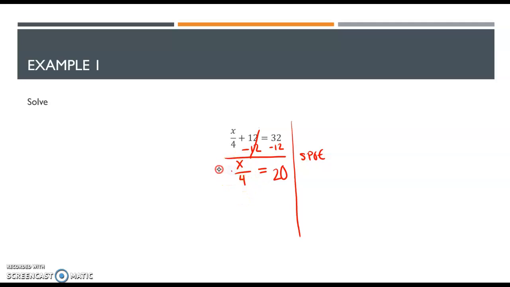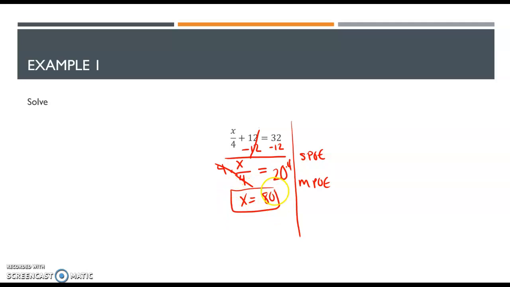So the opposite of dividing is to multiply. So we're going to multiply both sides by 4. That's using that multiplication property of equality. And 4 divided by 4 is 1, so we're left with x equals, and then 20 times 4 is 80.